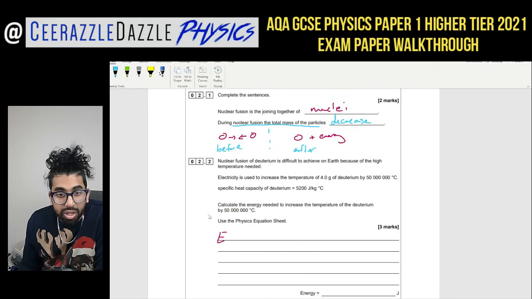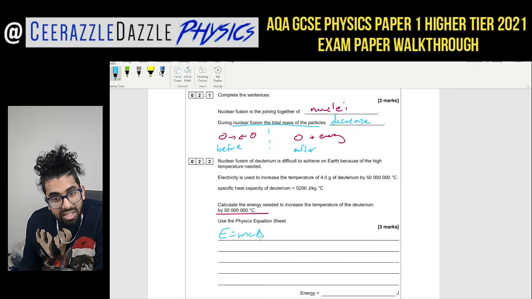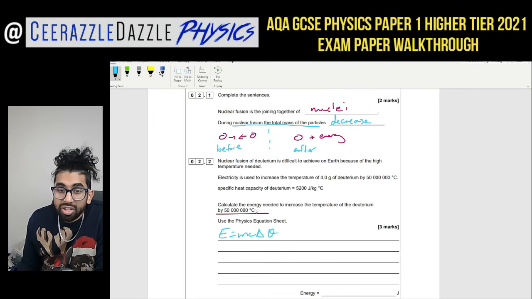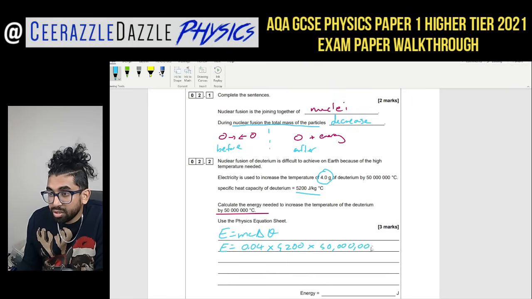We're going to increase the temperature by this much here. Hopefully we can remember that the specific heat capacity is what we're talking about. So E is equal to mc delta theta over here. So the energy needed is going to be what? So let's go look at it. Energy will be equal to the mass. 4 grams must convert to kilograms. It will be 0.04. Yes, times by the specific heat capacity, 5200. Yes, specific heat capacity is from here. Times by the temperature change. We're going to increase it by this. So 50 million, and therefore the energy is equal to 1.04 times 10 to the power of 9.